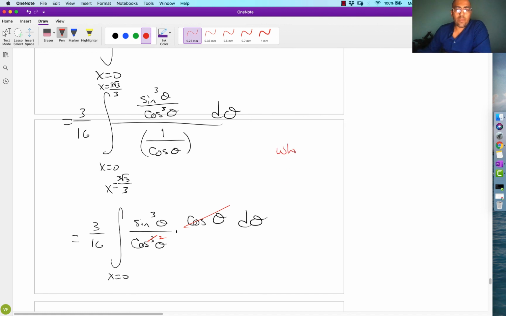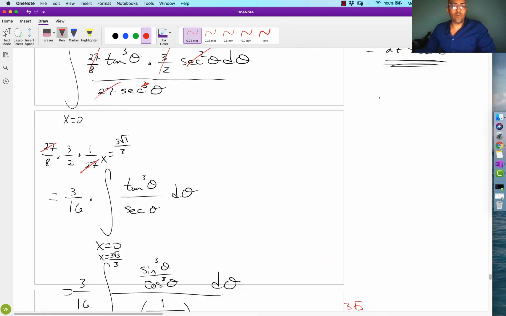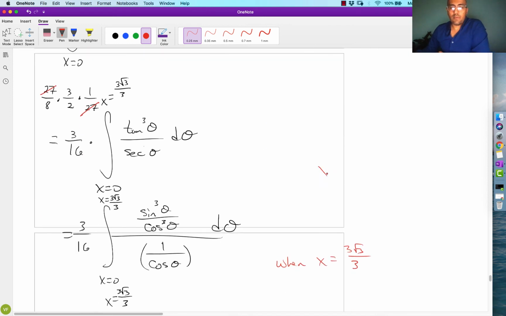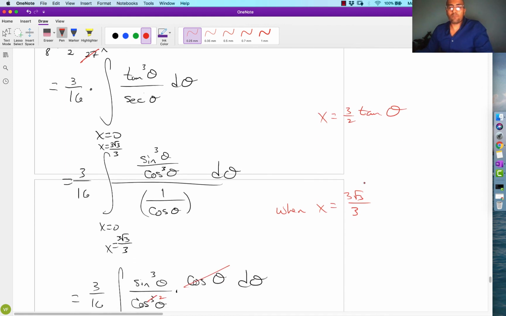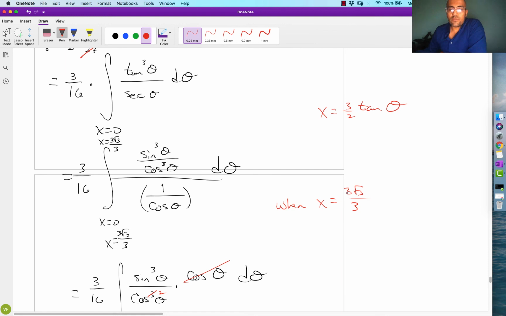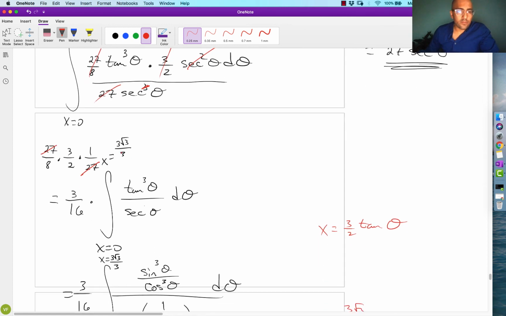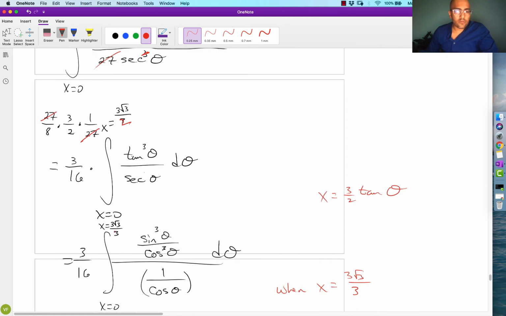So let's see, when x equals 3 root 3 over 3, remember that our description of x, way up here, here it is, x is 3 over 2 tangent of theta. Okay, so when x equals this, we end up with, wait, 3 over 3? I thought it was 3 over 2. Yeah, 3 over 2. Whoops. This should be 3 over 2. This should be 3 over 2.